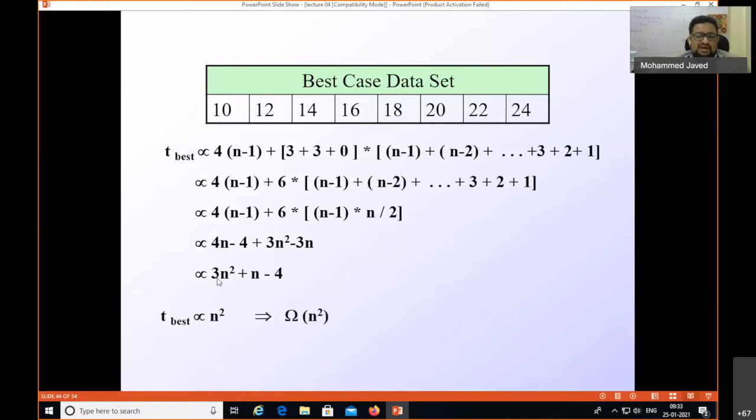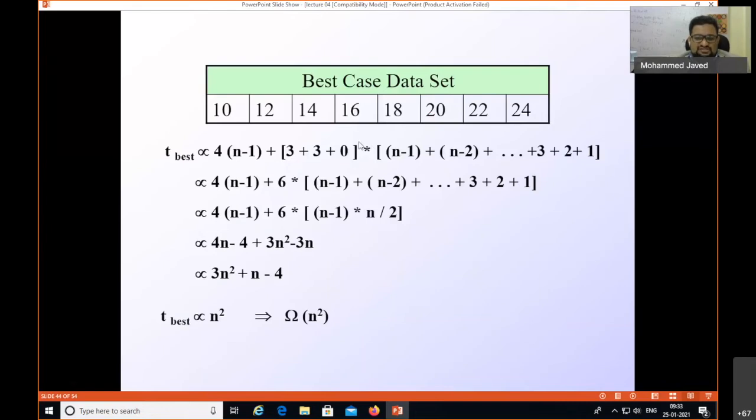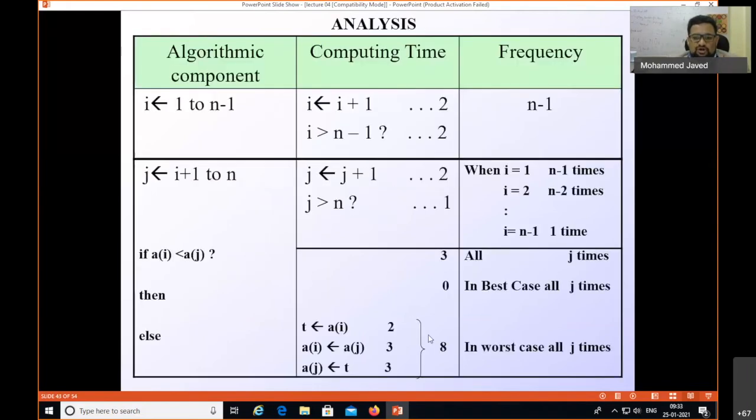So T best is quadratic. It is a quadratic time complexity, a square, right? So this is the omega of n square algorithm. Now let us see the worst case. In the worst case, instead of 0, we have to do swapping of the elements here, so 8 operations will come into the picture. I will just show you where these 8 operations are. This else condition will be executed, with 8 operations.